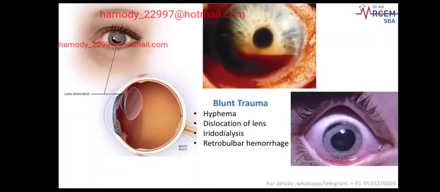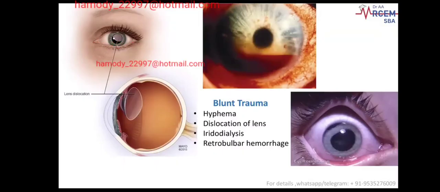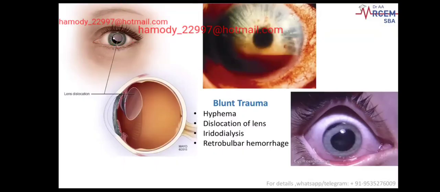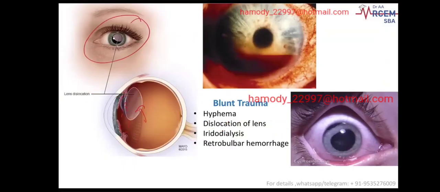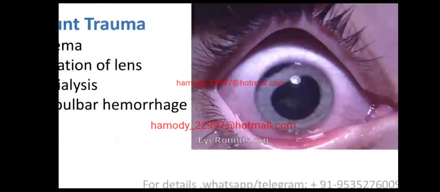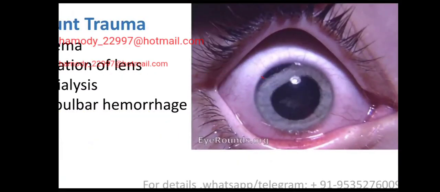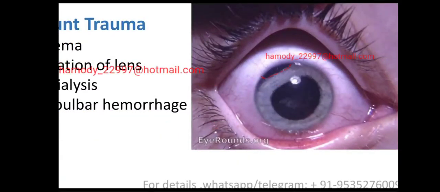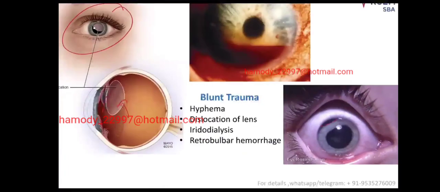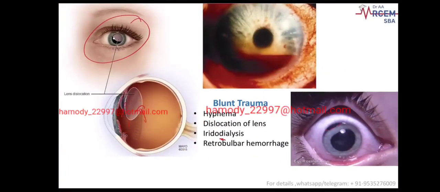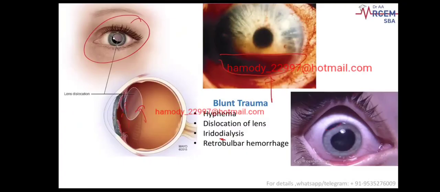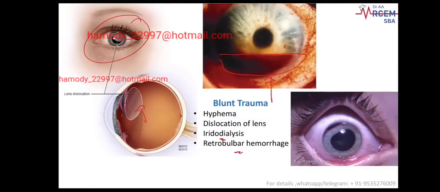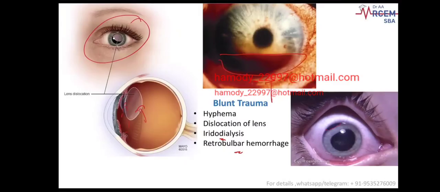Blunt traumas. Blunt trauma can cause dislocation of the lens. Here you can see the lens was supposed to be here. It has got dislocated here and it can appear in this manner. Sometimes it can cause iridodialysis, where the iris attachment has given away here. That's why you're seeing the black color. That is known as iridodialysis. Sometimes there might be accumulation of blood. Due to gravity, it has settled downwards. What you're seeing is blood, known as hyphema. And sometimes it can cause retrobulbar hemorrhages seen in major traumas, which we have already discussed in our major trauma chapter.